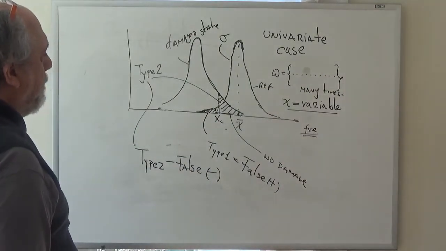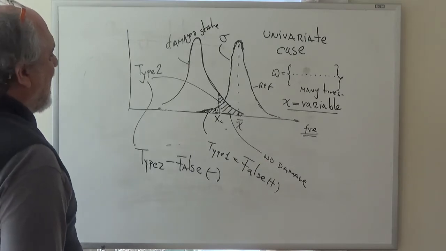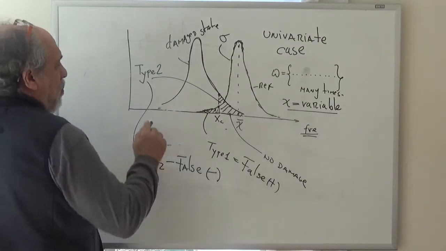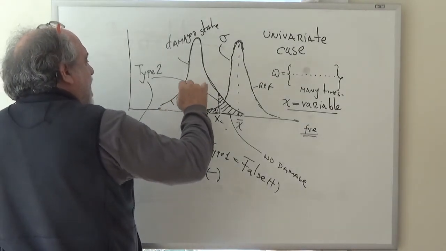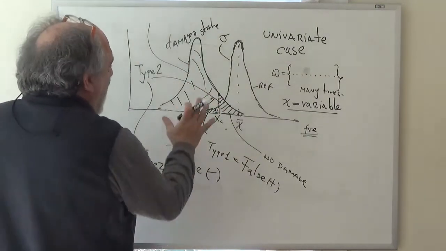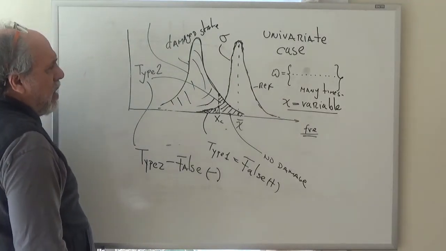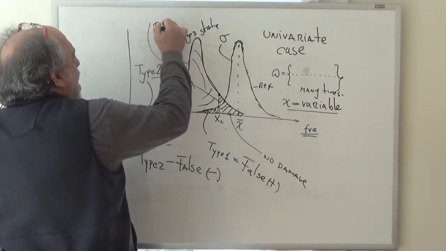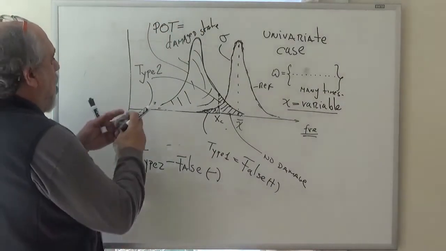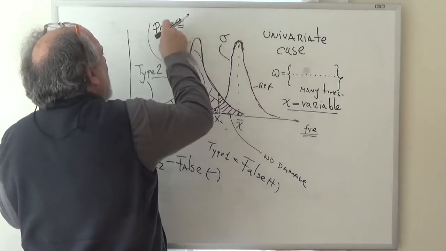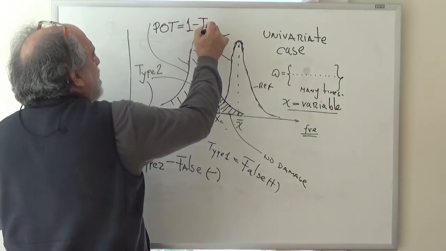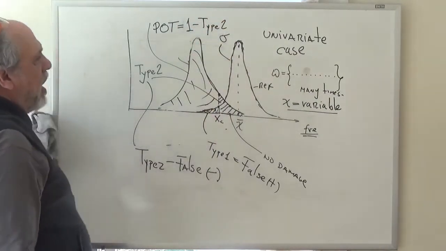Now, the area in the damaged state is of course also 1, right? So the remaining area here is your chances of finding the damage, right? So that's called the power of the test, POT. And you can see from the sketch that the power of the test is 1 minus the type 2. Okay?